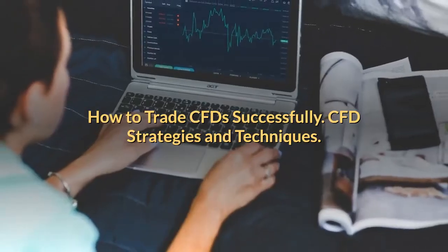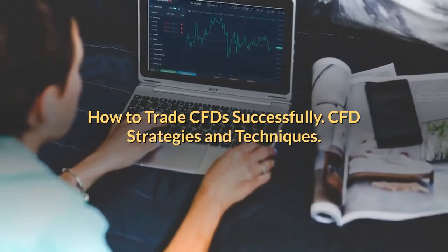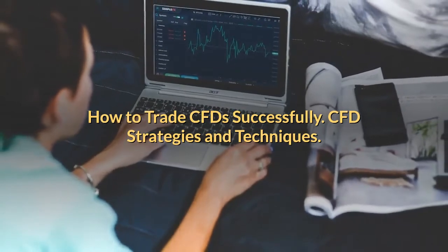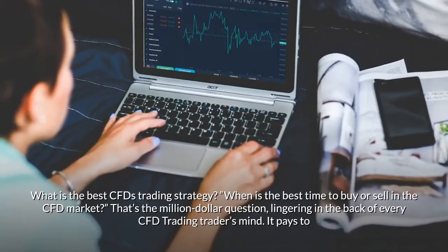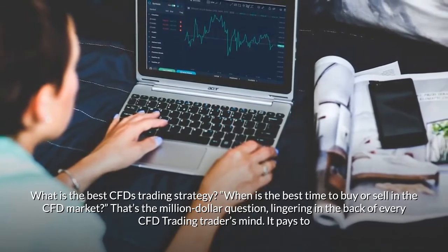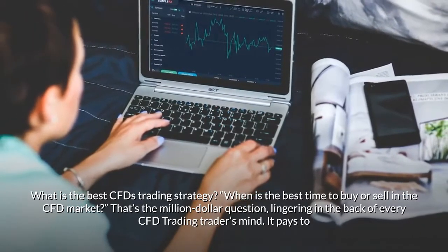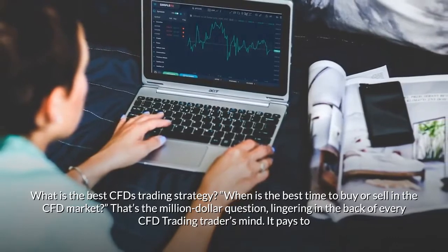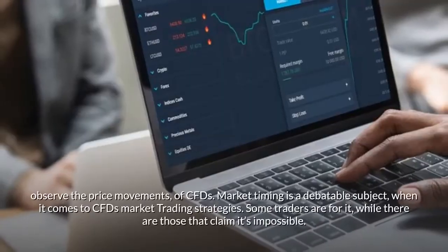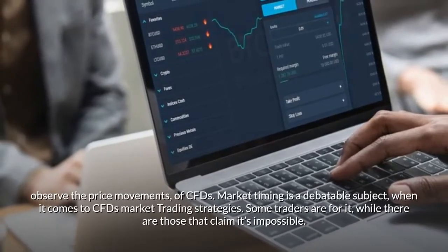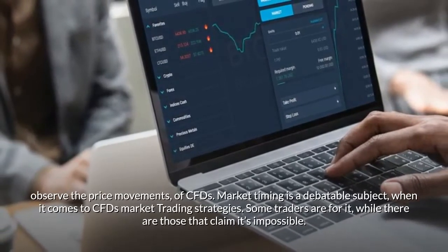How to trade CFDs successfully. CFD strategies and techniques. What is the best CFDs trading strategy? When is the best time to buy or sell in the CFD market? That's the million-dollar question, lingering in the back of every CFD trader's mind. It pays to observe the price movements of CFDs.